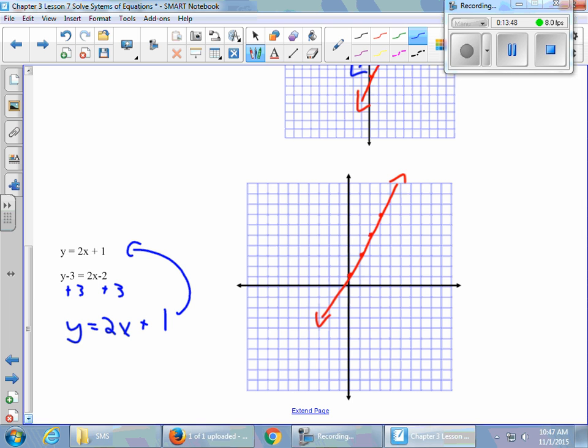That means our lines are going to be right over top of each other. They're going to lie right on top of each other. So that means we have an infinite number of solutions. Every point on the line is going to be a solution for that graph. Any questions, please write them down, bring them into class as this concludes this lesson.